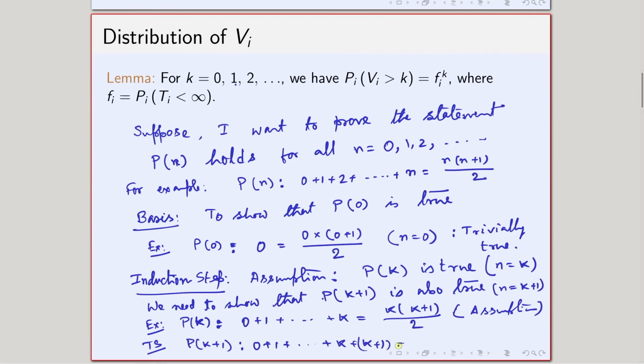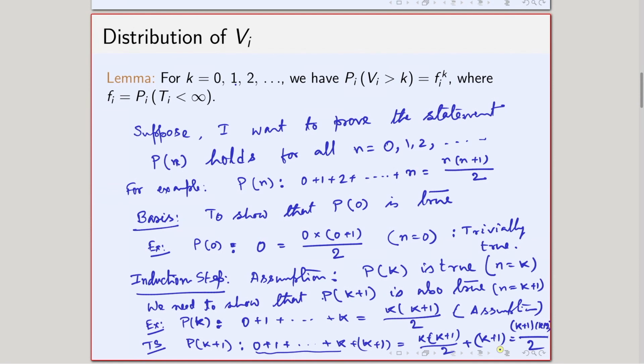And how can we show this? First, note that this part is basically from our assumption in the induction step. This part says that it has to be k times (k+1) divided by 2, and then I have k+1 here. I add these two, and if you simplify the algebra, you can easily show that this turns out to be this one. That completes the proof.